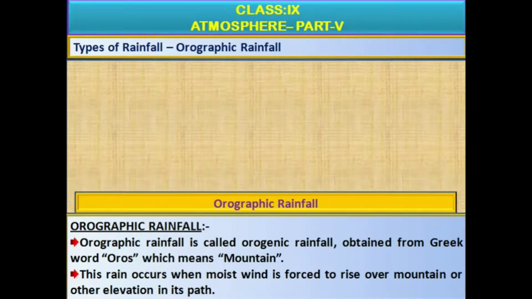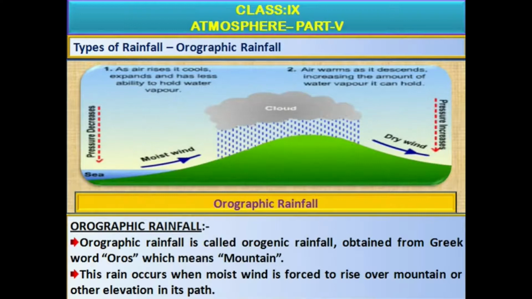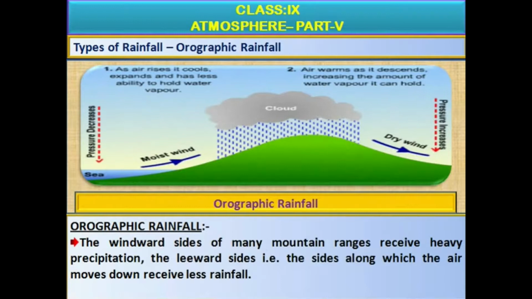Orographic rainfall is also called orogenic rainfall. It is obtained from the Greek word oros, which means mountain. This rain occurs when moist wind is forced to rise over a mountain or other elevation in its path. The windward sides of many mountain ranges receive heavy precipitation. The leeward side, that is the side along which the air moves down, receives less rainfall.